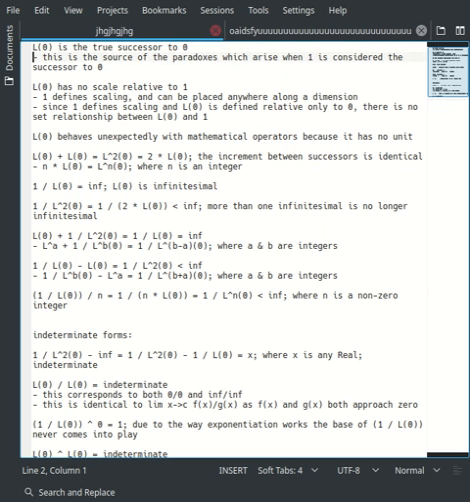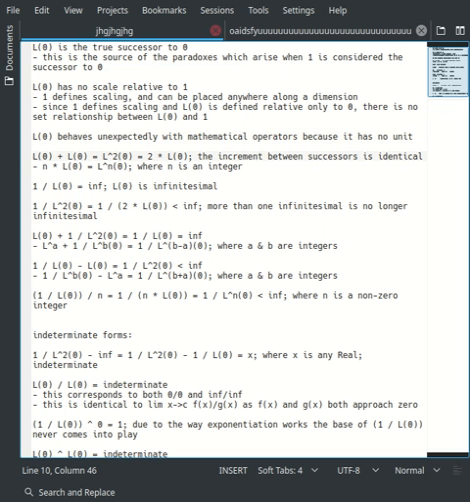And this is the source of the paradoxes which arise when 1 is considered the successor of 0, because L naught has no scale relative to 1. 1 defines the scaling and can be placed anywhere along a dimension. But since 1 defines the scaling and L naught is defined relative only to 0, there is no set relationship between L naught and 1. This results in L naught behaving unexpectedly with mathematical operators because it has no unit.